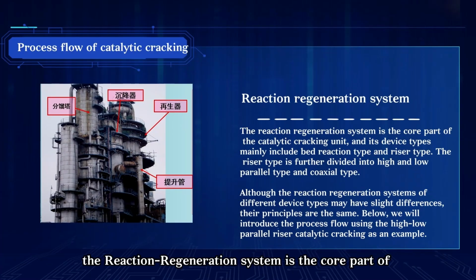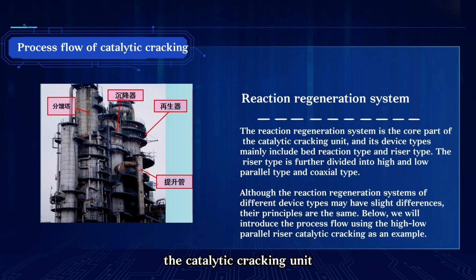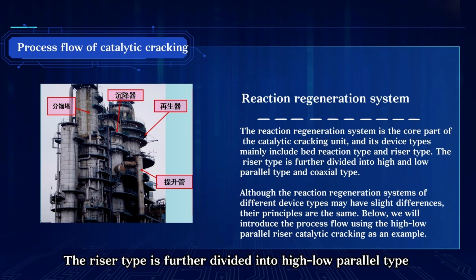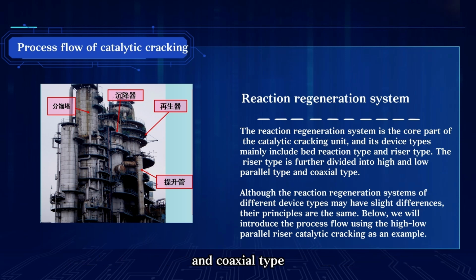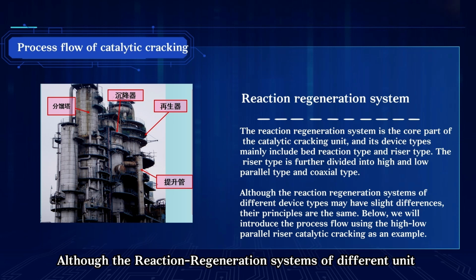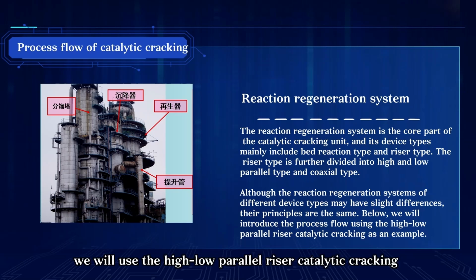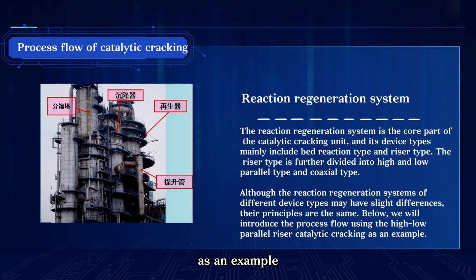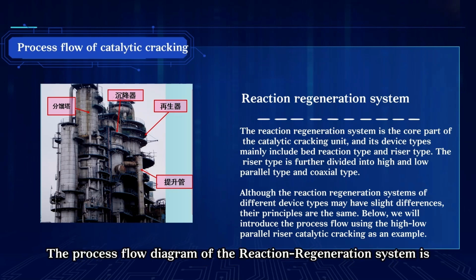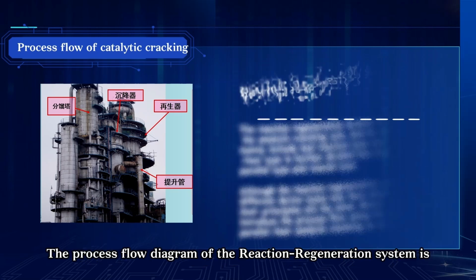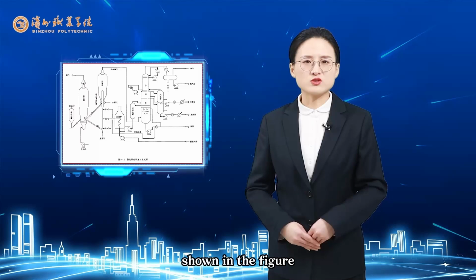Among them, the reaction regeneration system is the core part of the catalytic cracking unit. The main types of units are bed reactor and riser type. The riser type is further divided into high-low parallel type and coaxial type. Although the reaction regeneration systems of different unit types may have slight differences, their principles are the same. Below, we will use the high-low parallel riser catalytic cracking as an example to introduce the process flow. The process flow diagram of the reaction regeneration system is shown in the figure.